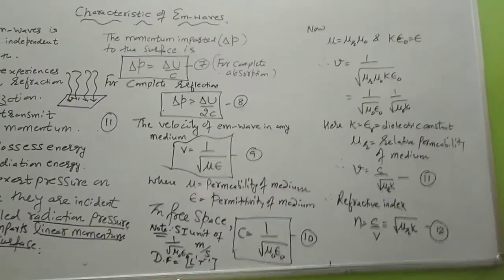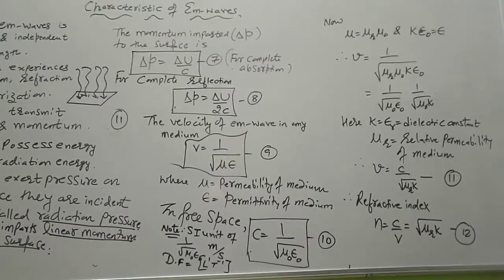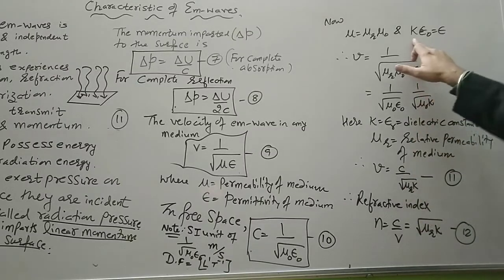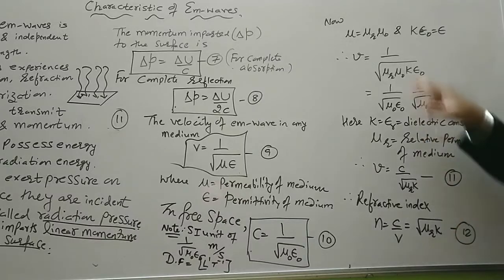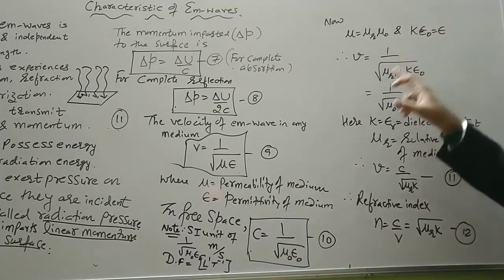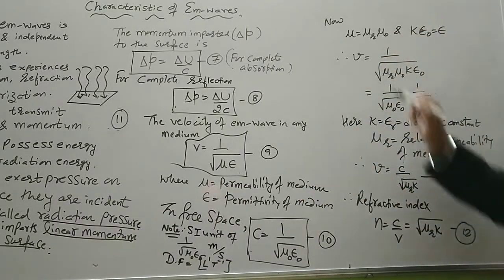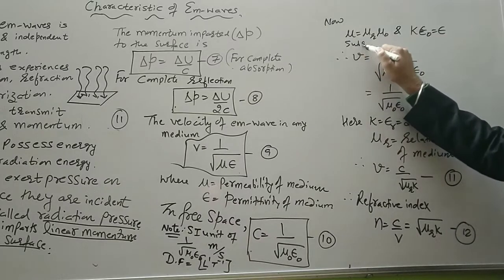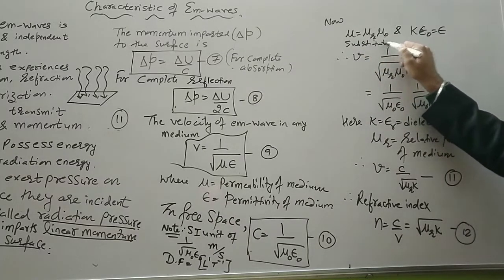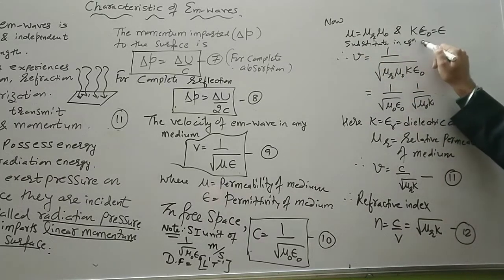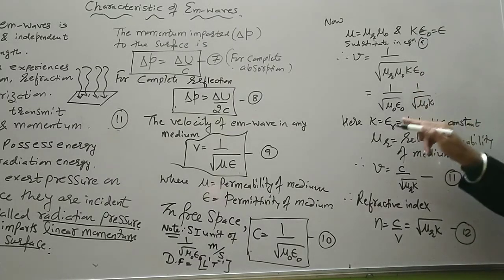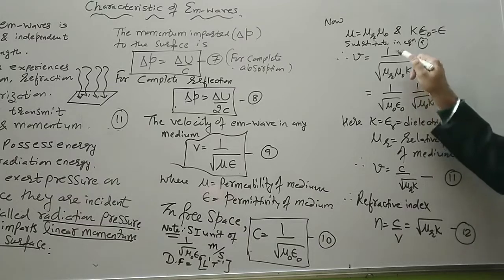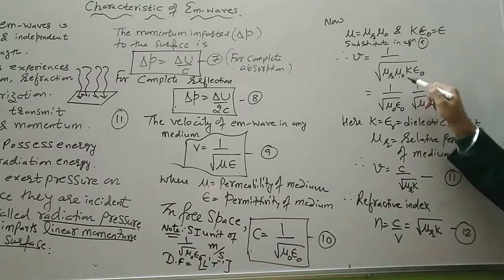That is what we have studied in chapter number 1. The dielectric constant epsilon naught is equal to epsilon. So we substitute these two values in equation number 9. Then we find that we separate this term. In this place, 1 upon epsilon naught mu naught, we have a C.